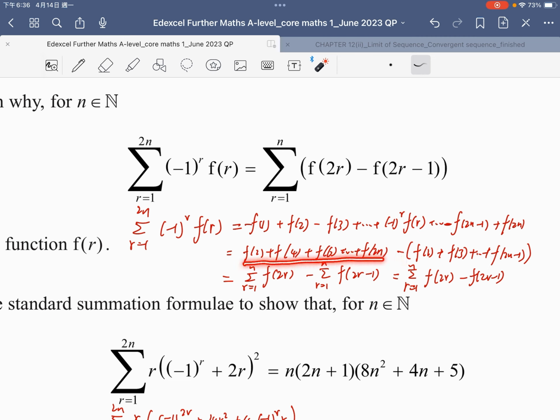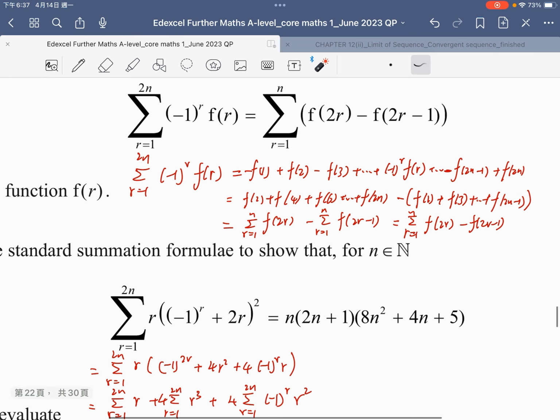For the first part, the even part, we can write it in summation form: the summation from r equals 1 to n of f(2r). And the odd part, we can write as the summation from r equals 1 to n of f(2r minus 1). Then, by the properties of summation, they can be combined, giving the summation from r equals 1 to n of f(2r) minus f(2r minus 1). That is the format we need.